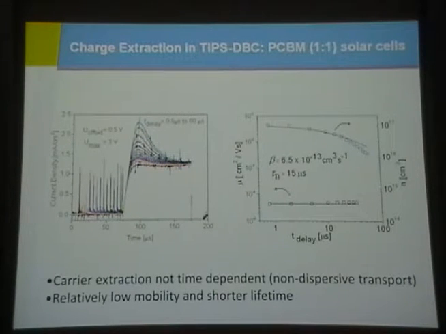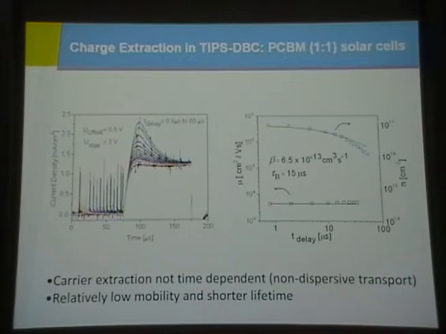Coming back to the photo-CELIV transient, current density as a function of time. Now we play around with the delay between the voltage pulse and the light pulse, which ranges from about 0.8 to 60 microseconds, and you see the shortest delay gives you the highest extraction of charge carriers. From this data you can extract the mobility as a function of time, and you can integrate the area under this curve and divide it by the electronic charge, which gives you the charge carrier density.